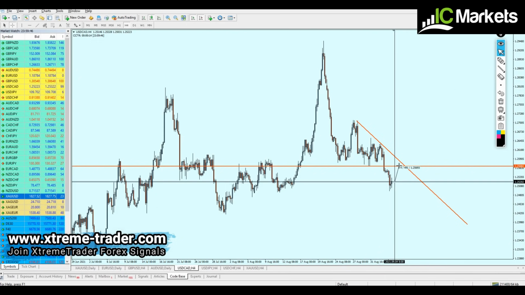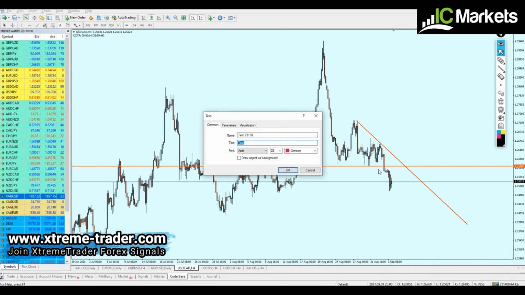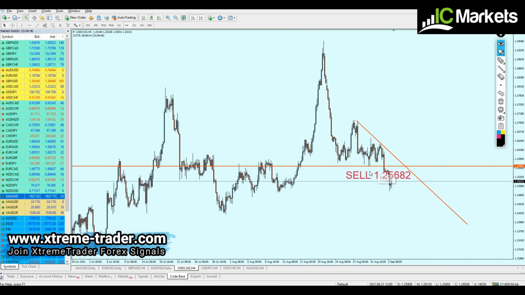We have to wait for the pair to rise for another 47 pips before we can start shorting it. So therefore, sell for the USD CAD at 1.25682. I know it's a lot, but however, that's what the setup is providing for us. So that, sadly, guys, we have to go along with it.